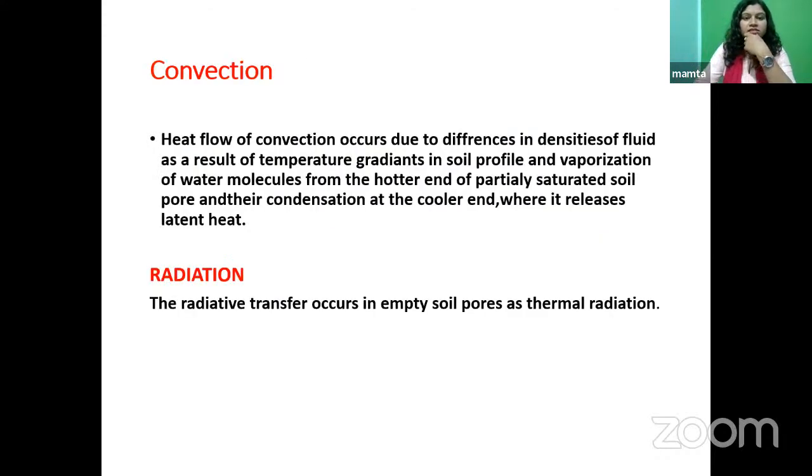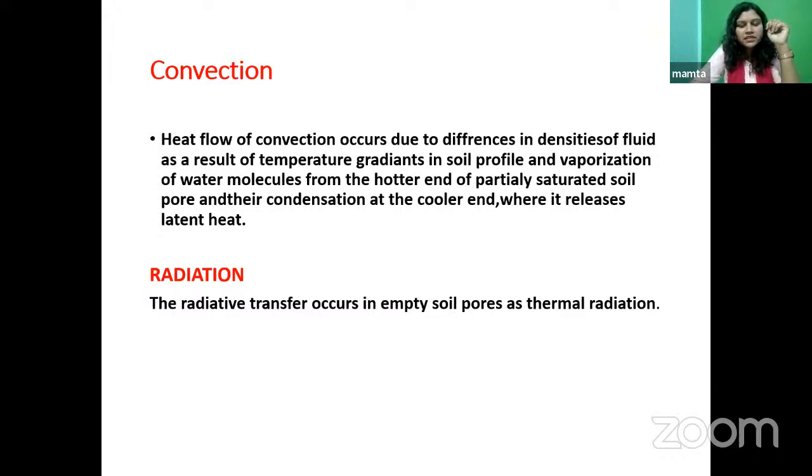But in convection, particles themselves move and then transfer the heat. If water did not evaporate from the surface of the pan to the environment, then heat would not be transferred. That is convection. From the soil scientist's point of view, heat flow by convection occurs due to differences in densities of the fluid. If there is a density difference, only then can they move. There will be a density gradient, or a temperature gradient.